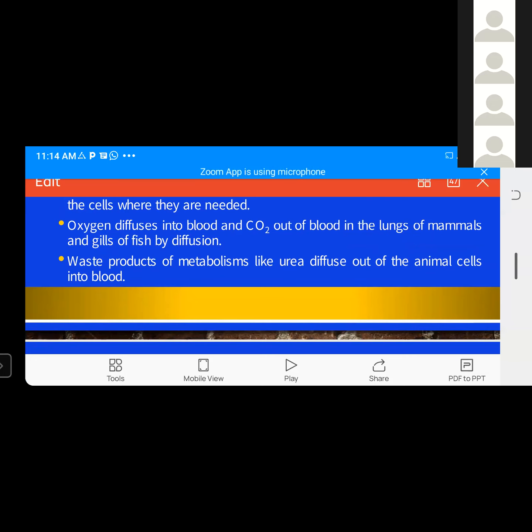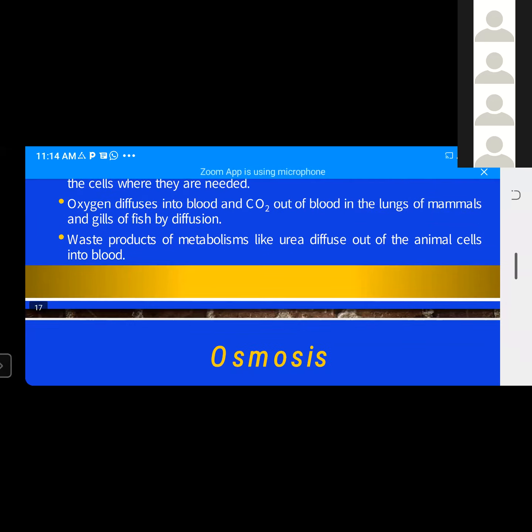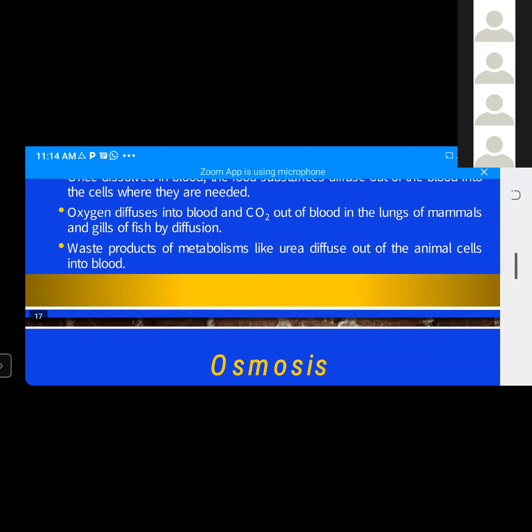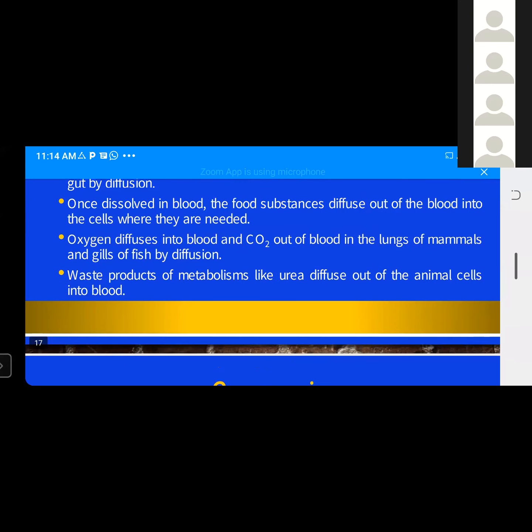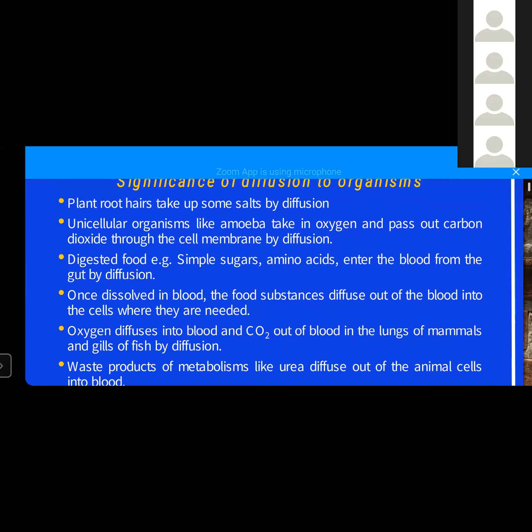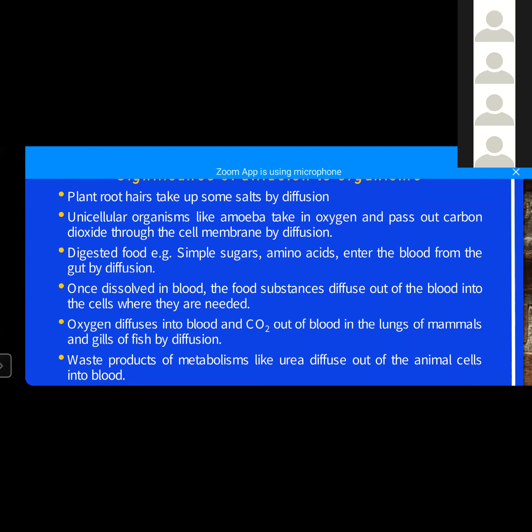The other substances that diffuse are the waste products, like urea, which is diffused out of the animal cells. This is another waste product because it is toxic to the cells. It is poisonous to the cells, so it should be removed as fast as possible. So this is the significance of diffusion, where diffusion is applied within our bodies: the processes that we talked about, the areas where this transport is needed.